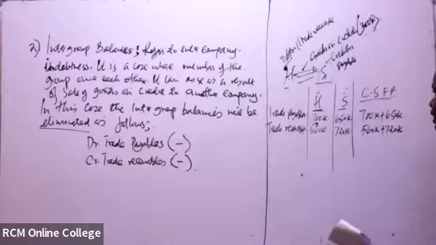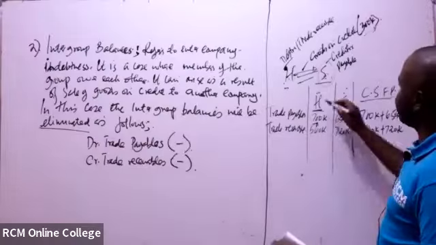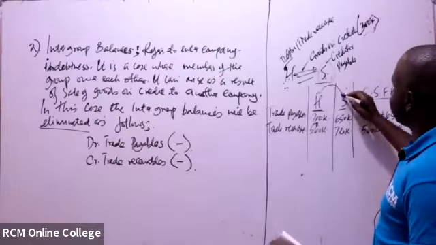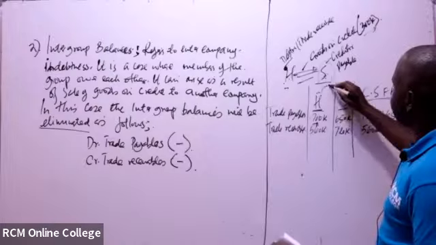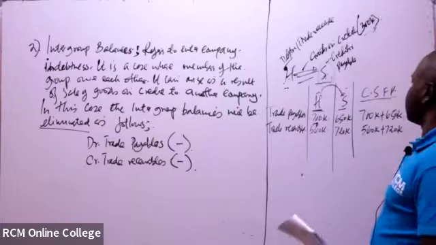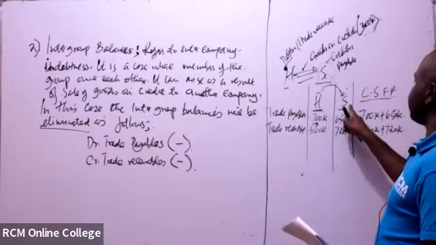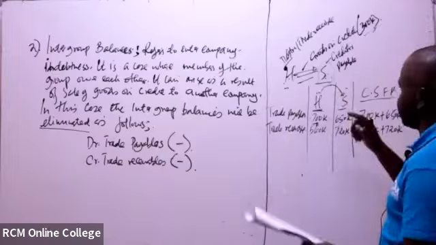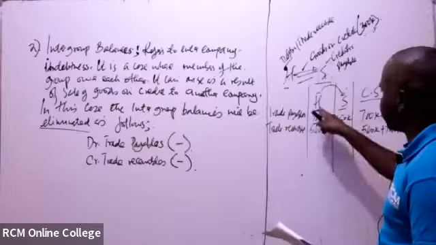But if you are told that the holding company sold some goods on credit to the subsidiary, which are yet to be paid, it means there is an intergroup balance, an intergroup owing. This one is owing this one.